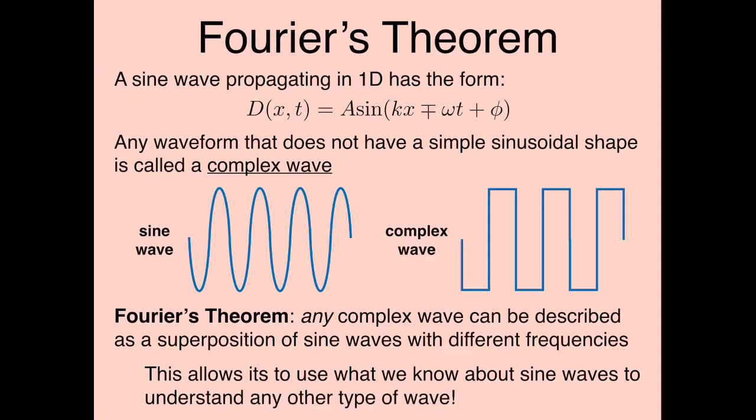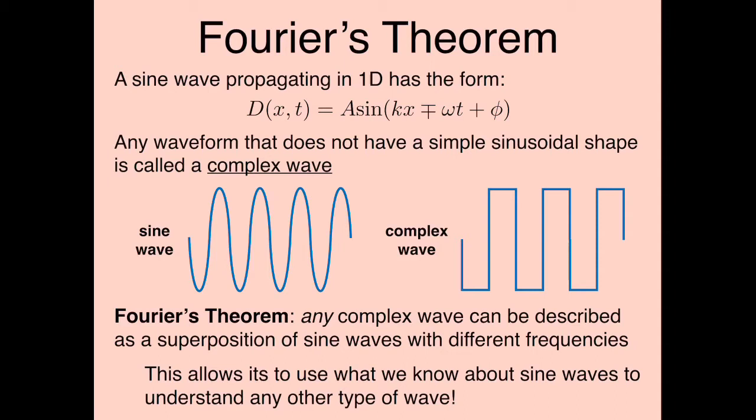So that's the general solution. But we already know that a waveform doesn't have to have that shape. It doesn't have to be a sine wave that looks like this. It can have other shapes to it. So if we have a waveform that does not have that simple sine wave shape, we call this a complex wave. So this is an example of a complex wave. Rather than having these nice smooth contours like the sine wave, it's jagged and it looks like this. That's a complex wave.